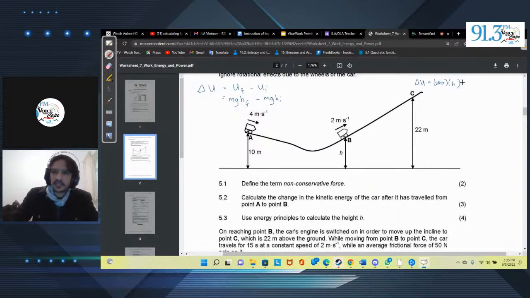What's the next one? Oh, the gravitational constant. I forgot to put that in. 9.8, minus 200 times 9.8, and our initial height is 10.